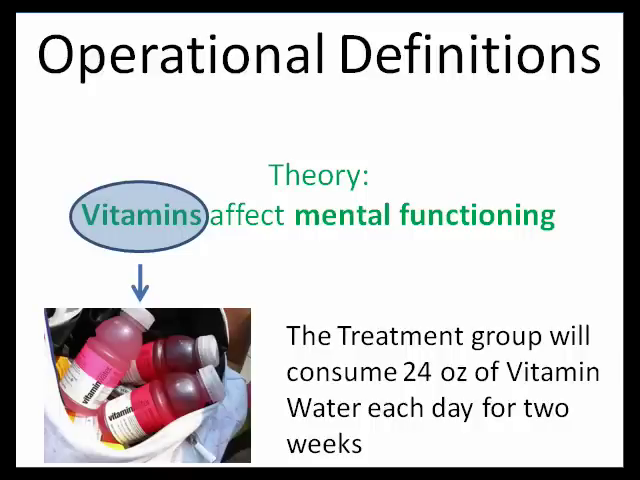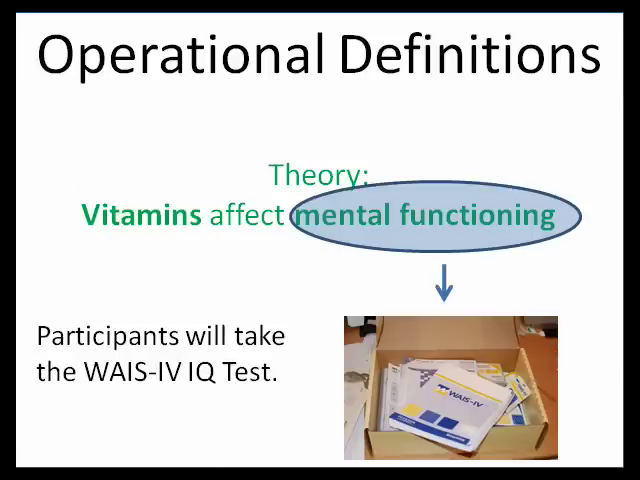For this particular example, we'll simply define vitamins as someone who is receiving 24 ounces of vitamin water each day for 2 weeks. Everyone in our treatment group will receive those 24 ounces of vitamin water each day for 2 weeks. For mental functioning, we'll evaluate that with a standard IQ test. IQ tests will measure analytical mental abilities. Typically those mental abilities that are necessary and helpful in succeeding in school.